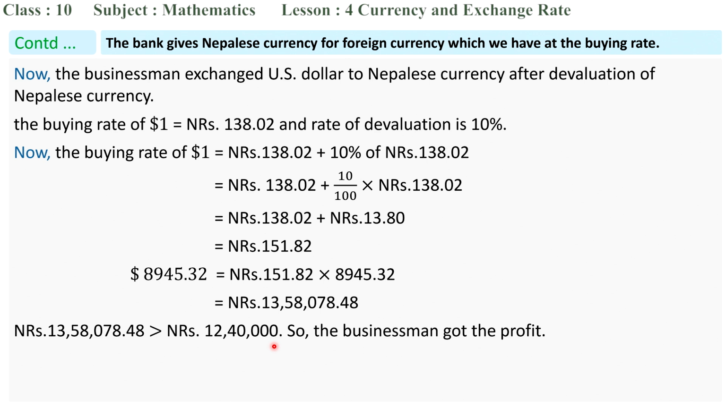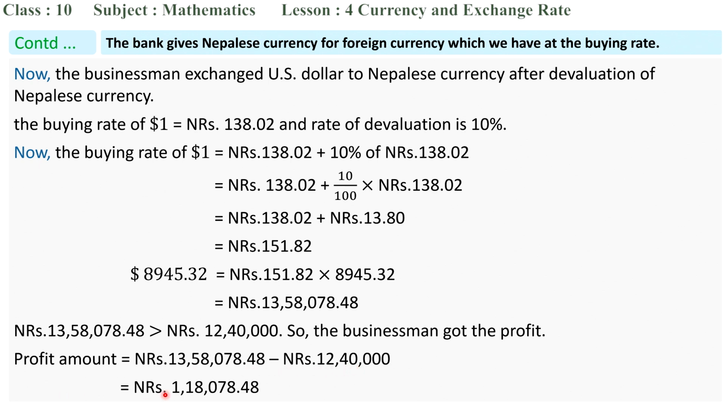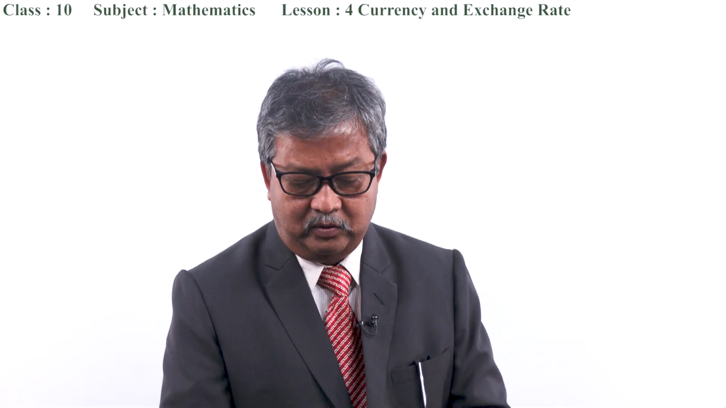So how much profit did he get? Profit he got means this subtract. Then we get the profit. That's why now the profit amount is equal to 13,58,078 rupees 48 paisa minus 12,40,000. Then how much did you get? 1,18,078 rupees 48 paisa. You got the profit after devaluation of the 10%. So clear now, devaluation? Okay.